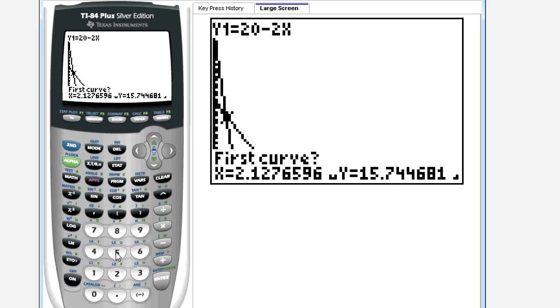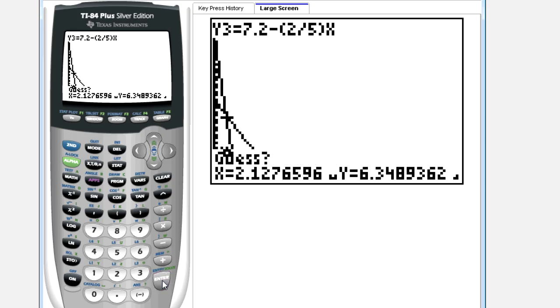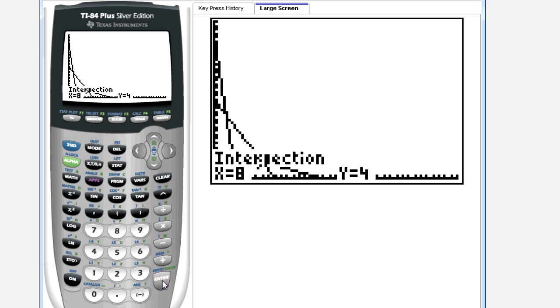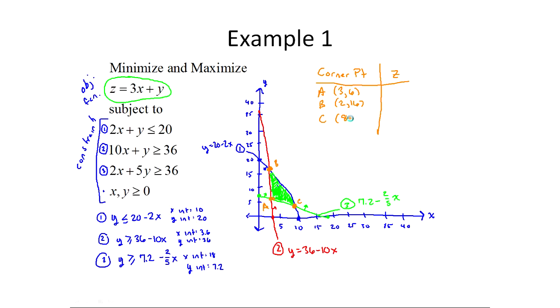And then finally for C, that's the intersection of the blue line and the green line. So the blue line is 20 minus 2x. I go back and say, okay, I want 20 minus 2x, and I want 7.2 minus 2/5 x. You might have to press up or down, so pay attention to the top, what it says. Whatever it says to guess, guess. And I got 8, 4. You can see that would probably be pretty tough to read off of your typical hand-drawn graph.